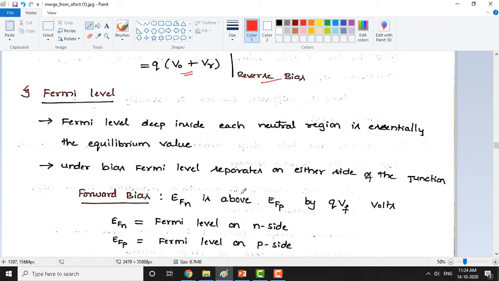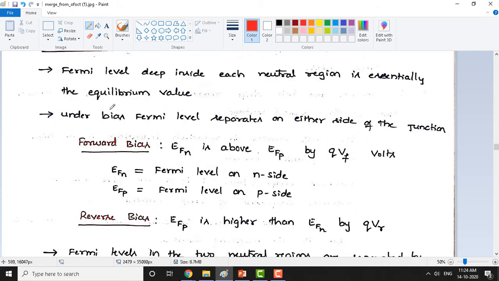Now let us have a look at the Fermi levels. What will happen to the Fermi levels? Though we explained in the last class, the Fermi levels will get split under forward and reverse bias conditions. Let us observe these things here. Under equilibrium condition, the Fermi level is a straight line. The Fermi level deep inside the neutral region is essentially an equilibrium value. It will be in the middle actually. If you look at the energy bands from p side to n side, the Fermi level will be running as a straight line under equilibrium condition.